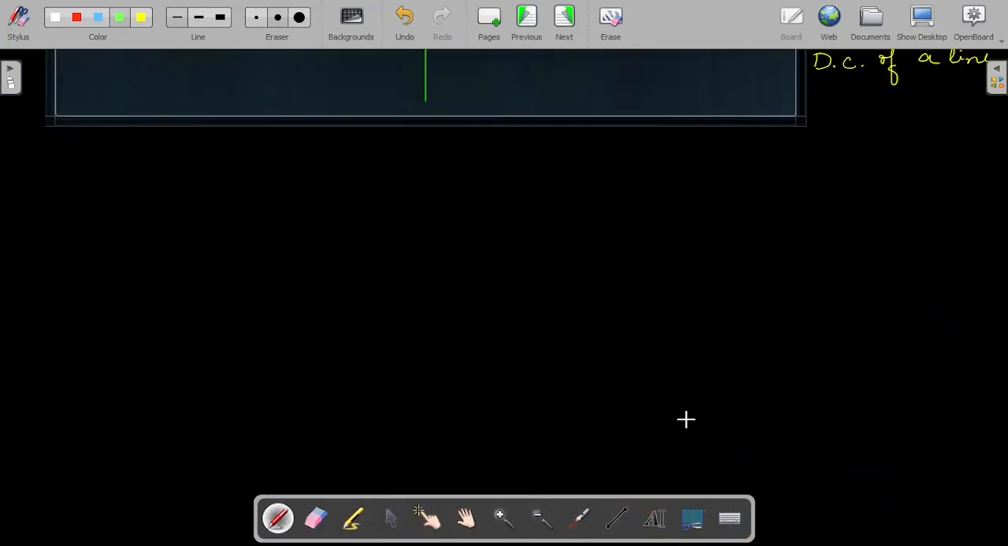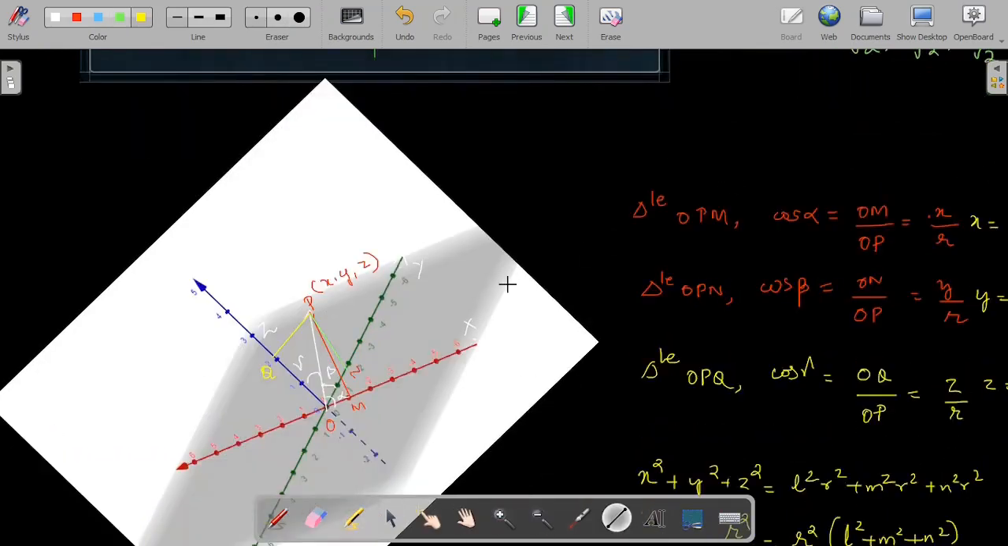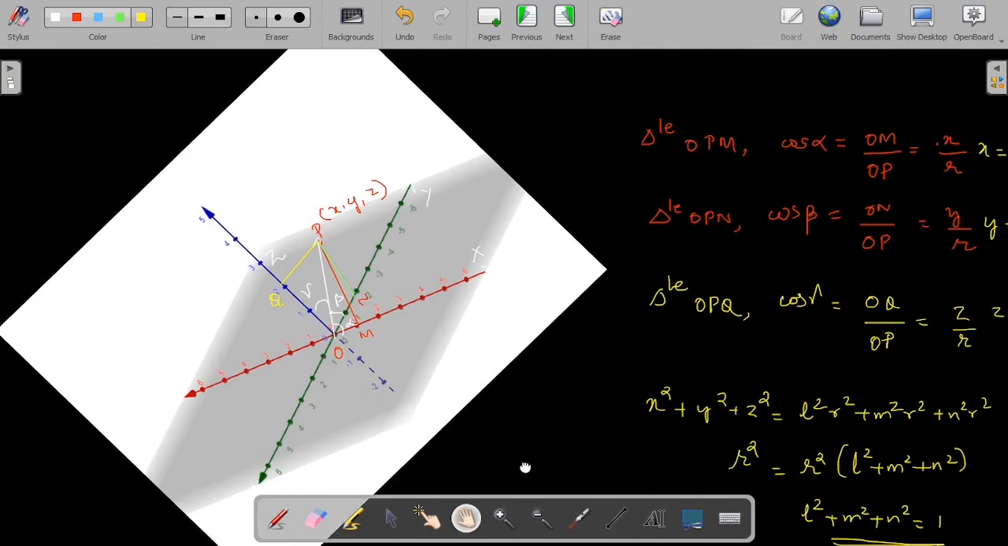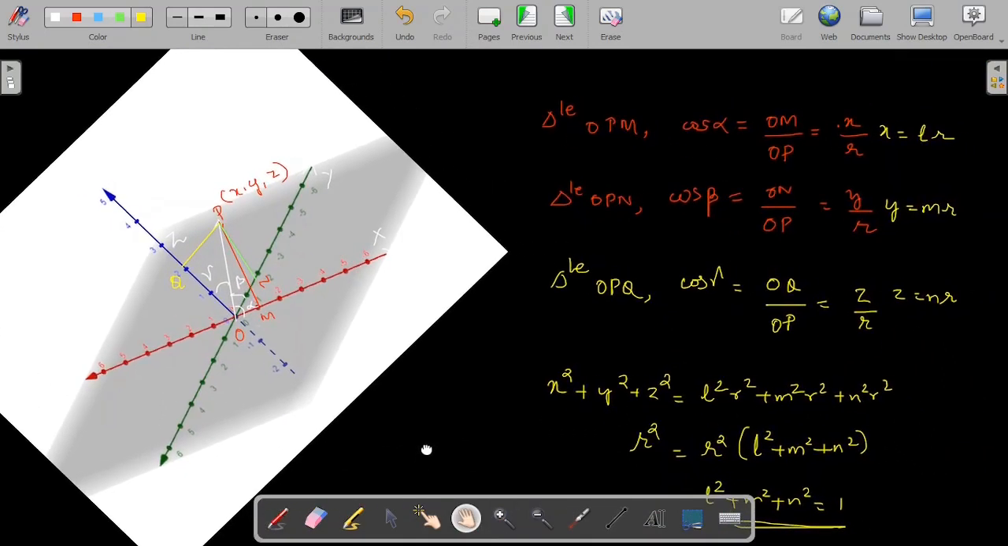Now there is a relation between direction cosines of a line, that is L square plus M square plus N square equal to 1. This is the relation between the direction cosines of a line. So if you want to prove it, let's see how the proof goes. Now this derivation is not there as per the new syllabus, but you should know the relation between the direction cosines. That is very important.